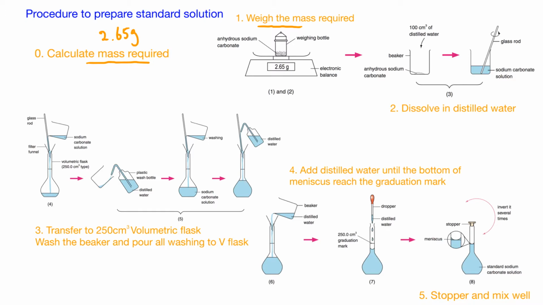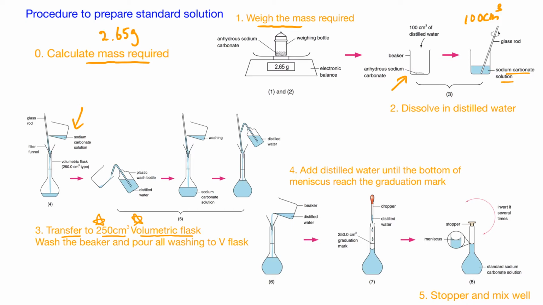After you do this, we're going to pour it into a beaker and dissolve it in water. Even though we're going to prepare 250 cm cube, we are not doing that directly. We have to use around 100 cm cube to dissolve this chemical first. After we dissolve the sodium carbonate, we'll pour it into a volumetric flask. We'll transfer to a 250 cm cube volumetric flask. This volume and also this name is very, very important.